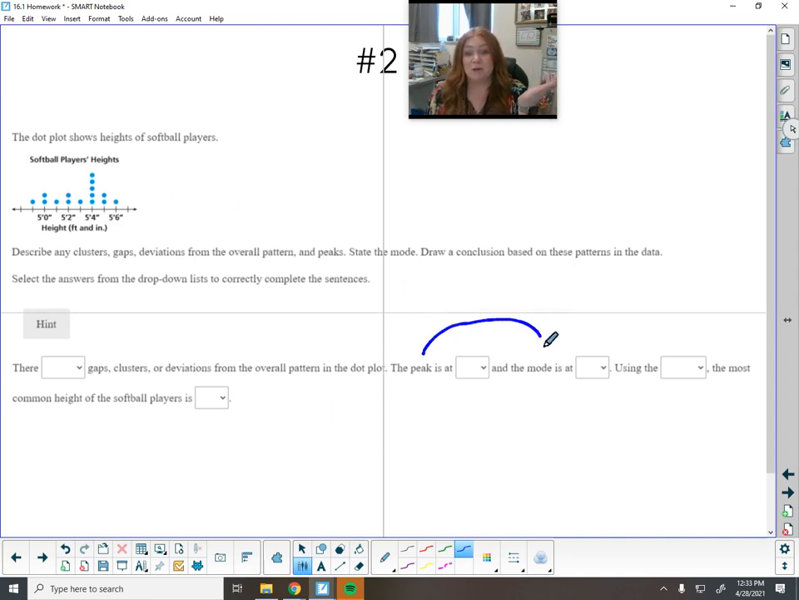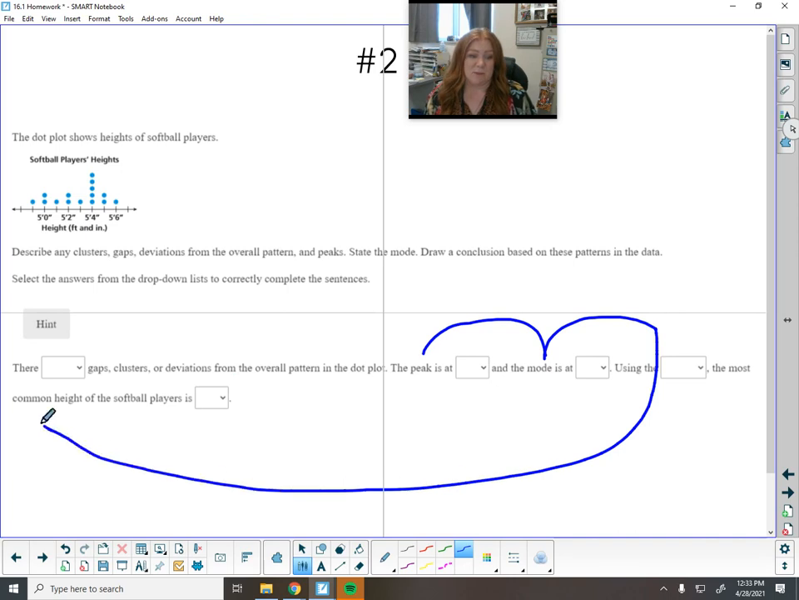Peak and mode are the same thing. They're the ones that are the highest, the most often. Using the blank, the most common height of softball players is, so what tells us the most common? Again, mode, peak, and common all mean the same thing.